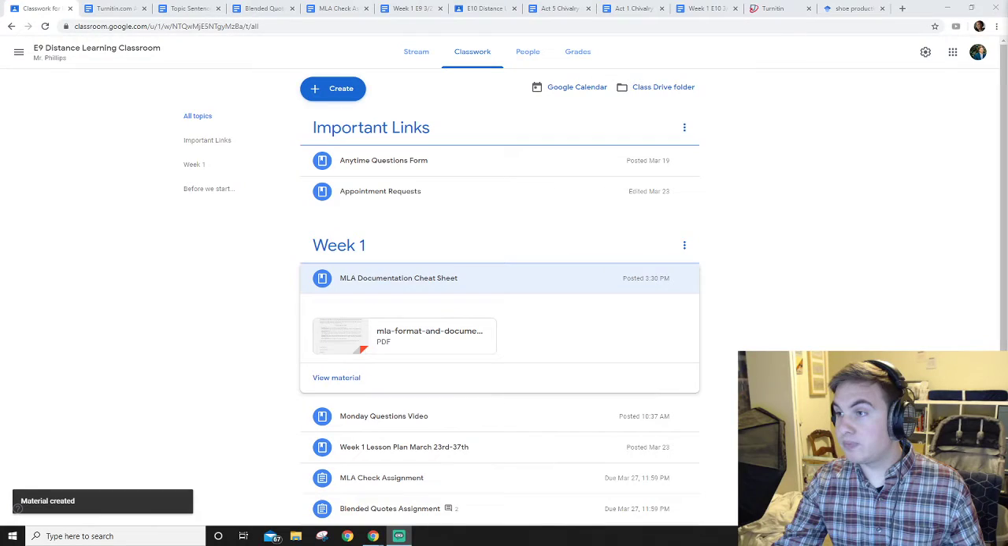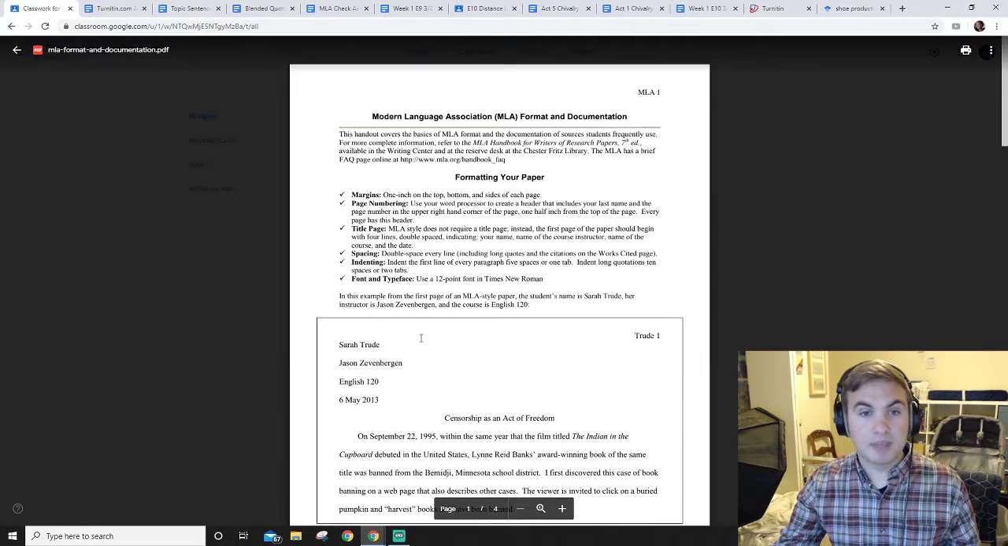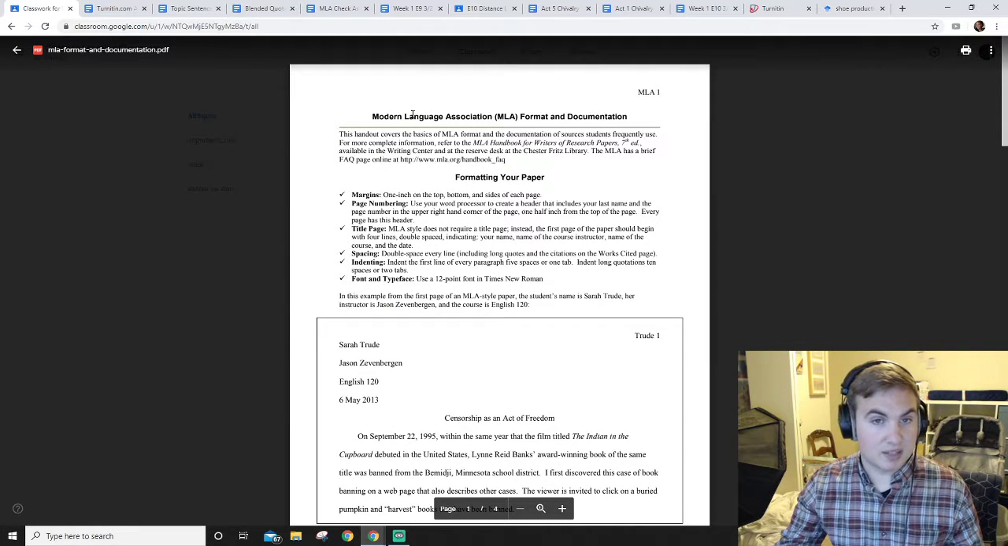Oh, hello. That's the wrong one. This one. There we go. Okay. It is right here. MLA Documentation Cheat Sheet. I'm going to pull it up. And it is this right here, MLA Format and Documentation.